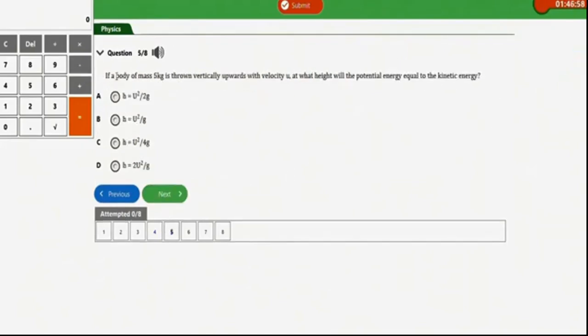So it says, if a body of mass 5 kg is thrown vertically upwards with velocity u, initial velocity actually, at what height will the potential energy equal the kinetic energy? So from these expressions we have here, the correct expression will be option A, u squared over 2g. So guys, take note of this particular question as well. The correct option is option A, in case it happens to be repeated for you in your JAM physics.